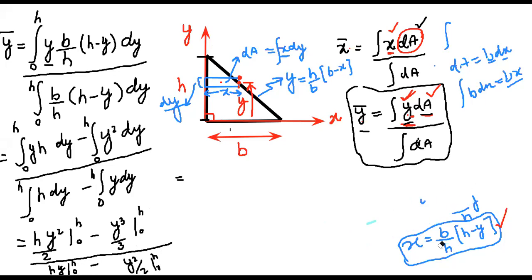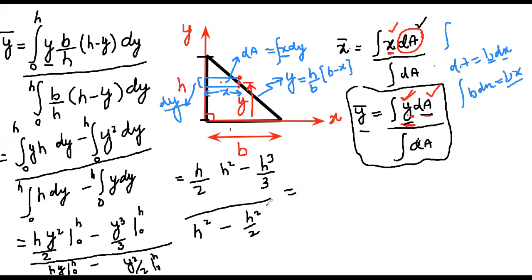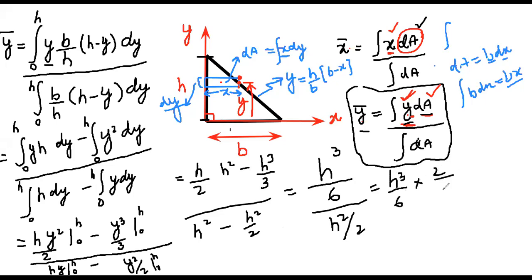This can be written as h by 2 into y square going from 0 to h, this will be h square, minus h cube by 3, divided by h square minus h square by 2, which is equal to h cube by 2 minus h cube by 3, that is equal to h cube by 6, whole divided by h square by 2, which is equal to h cube by 6 into 2 by h square, and this will cancel. This is 2 ones, this is 2 threes.